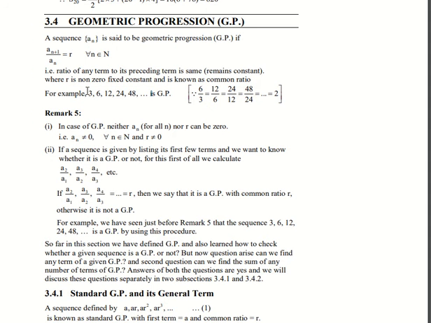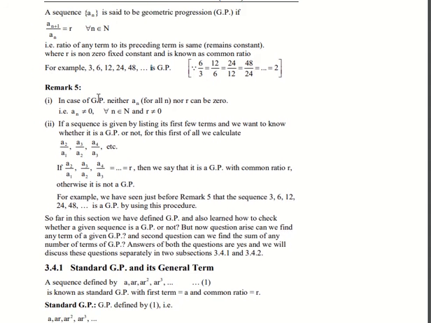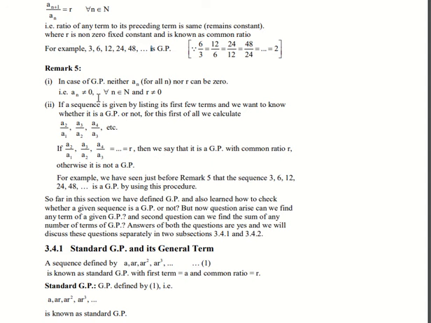Very simple. Alright, now there are a few remarks that you need to take care of. The first term and the last term cannot be zero. The common ratio cannot be 0.